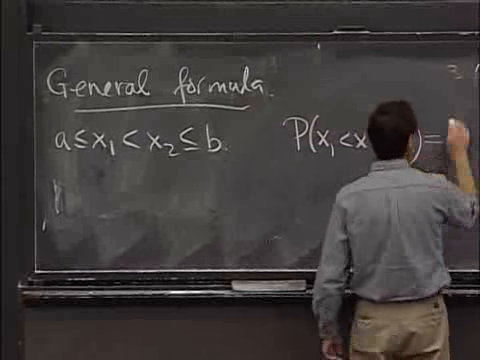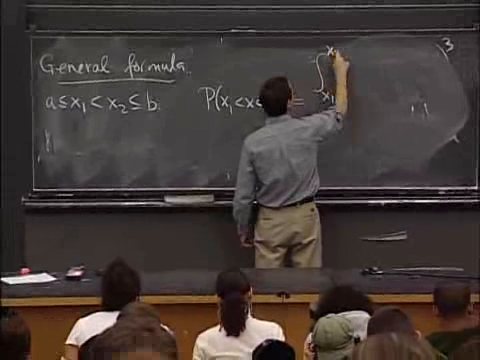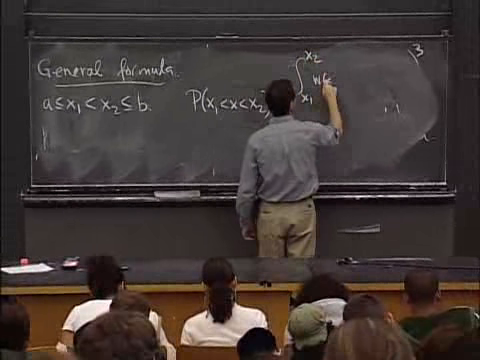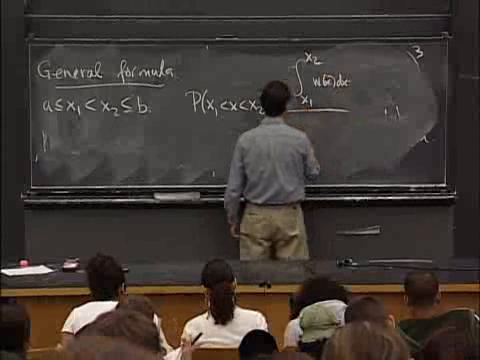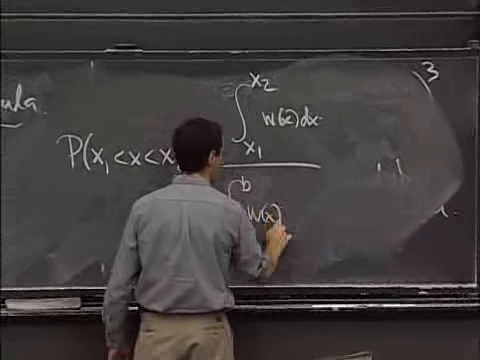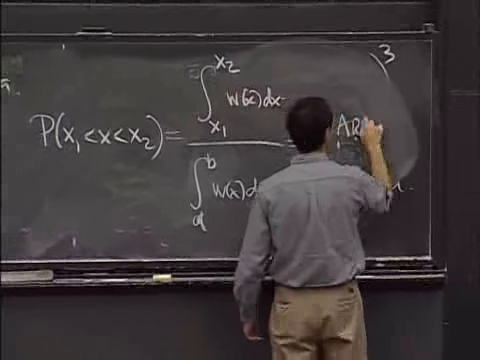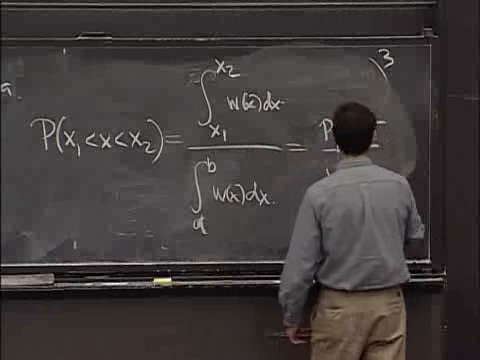And by definition, we're saying that it's an integral. It's the integral from x1 to x2 of the weight, dx, divided by the integral all the way from A to B of the weight. So again, this is the part divided by the whole.